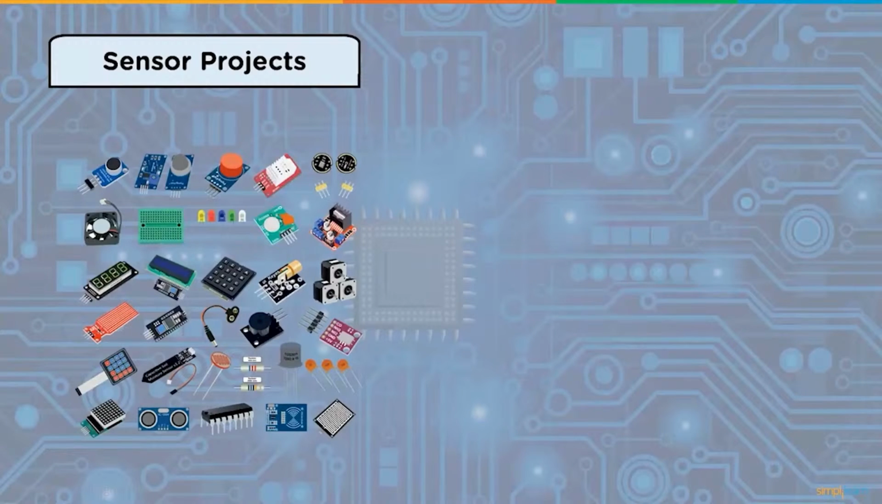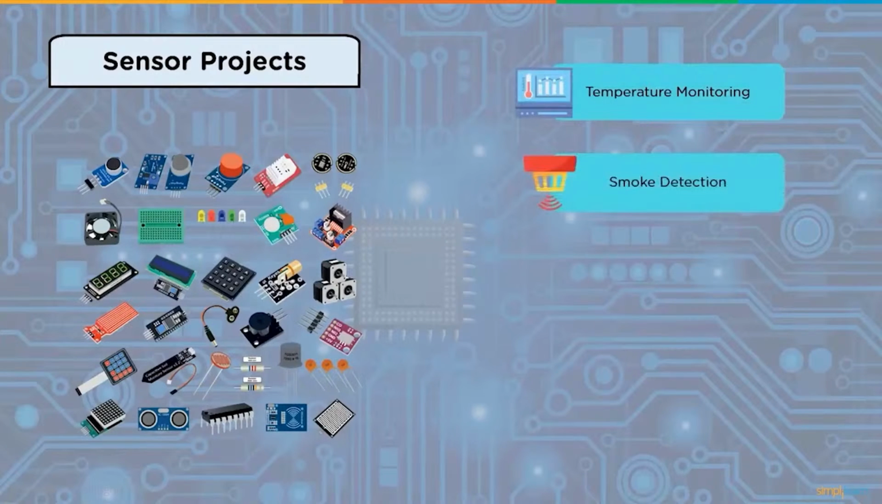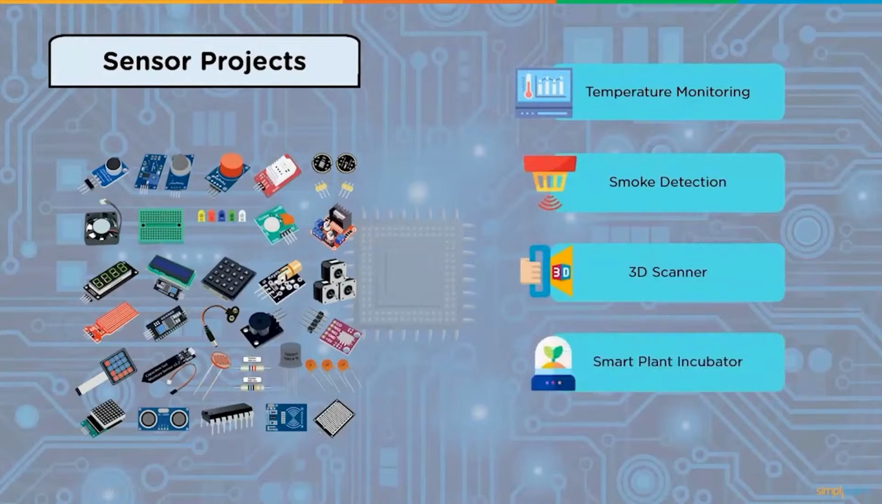So the different sensor projects that can be made using Arduino are temperature monitoring, smoke detection using gas sensor, 3D scanner, smart plant incubator, and water quality monitoring system.